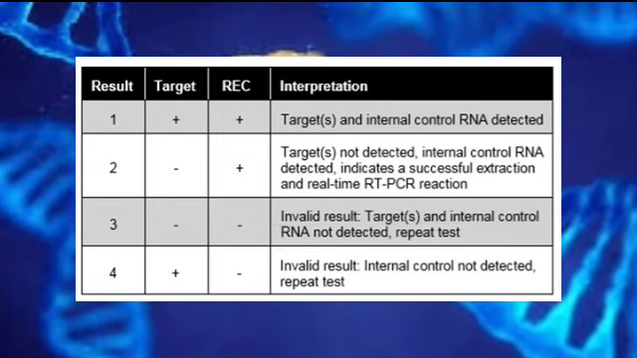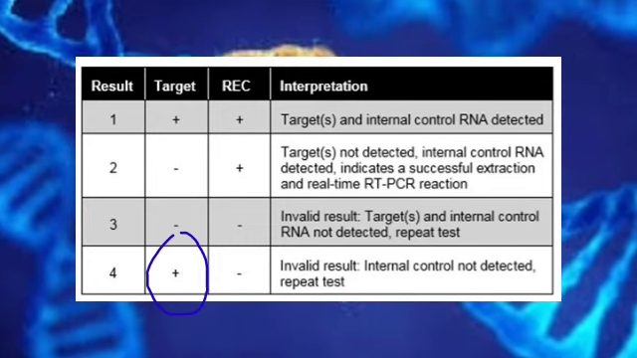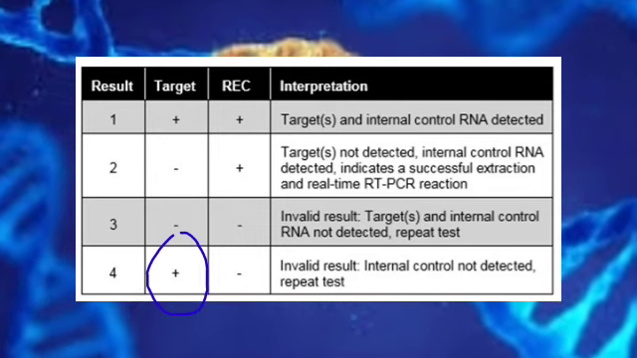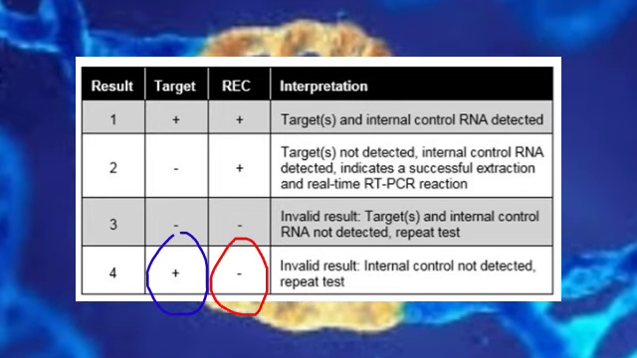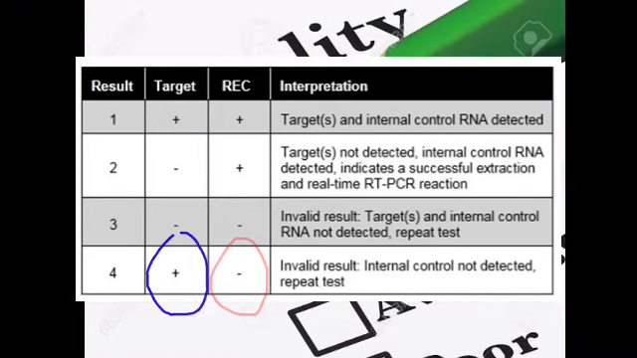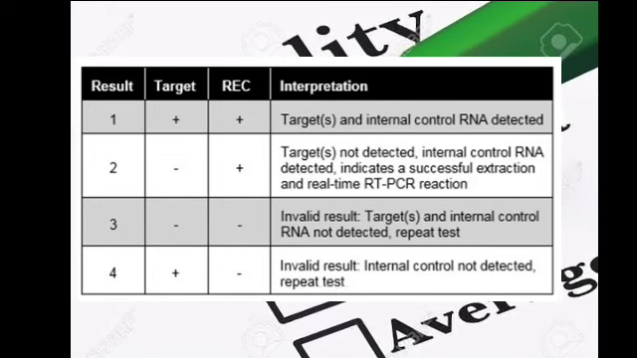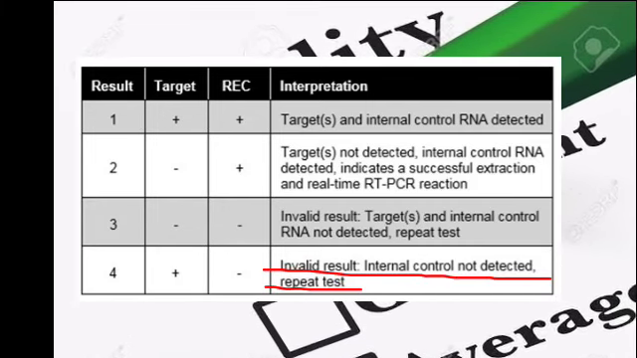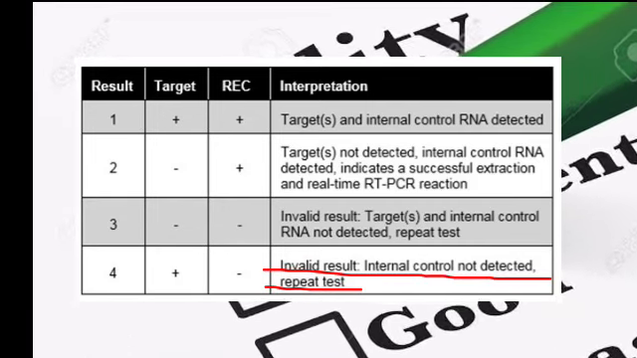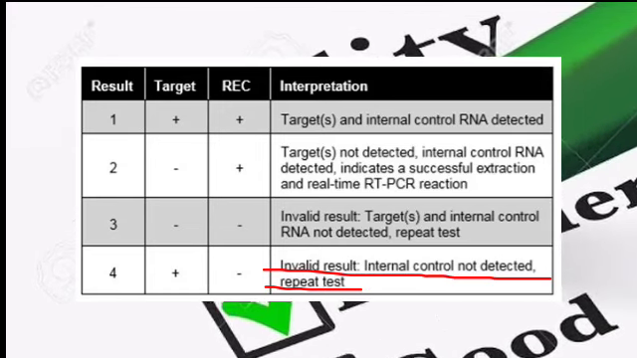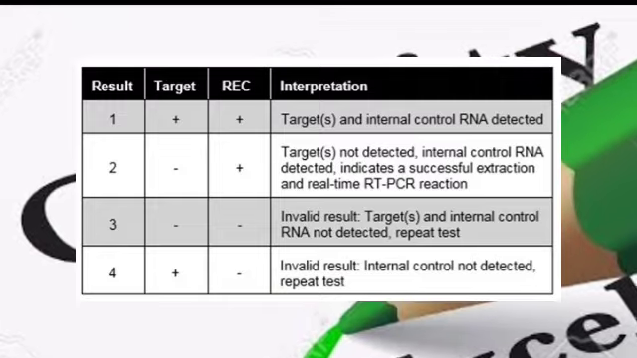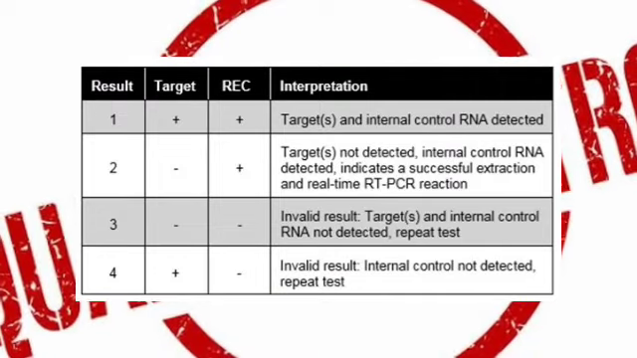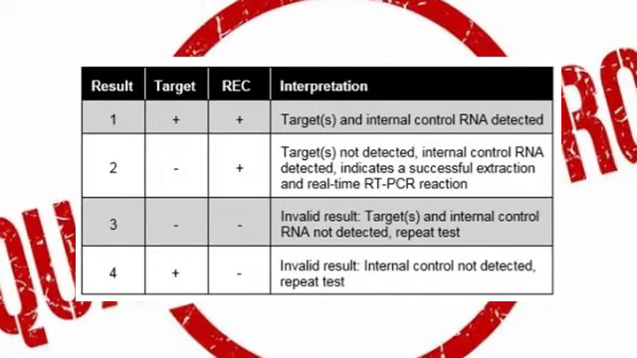The fourth possibility is that the target is detected whereas the internal control nucleic acid of extraction is not detected. Again, these results are invalid where internal control is not detected. So again there is an unsuccessful extraction and the test should be repeated right from the extraction process.